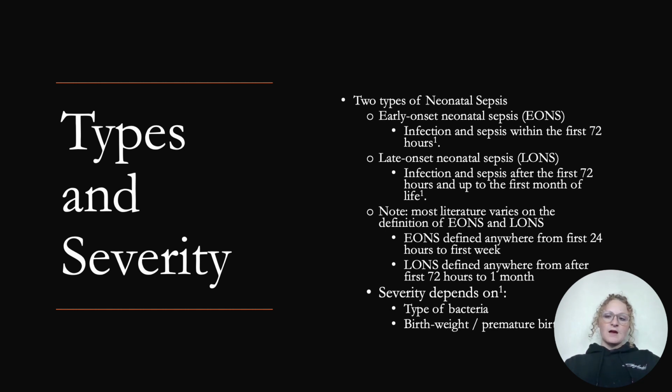Moving into birth weight, low birth weight is considered anything less than 2,500 grams. Very low birth weight is considered anything less than 1,500 grams, and extremely low birth weight is considered anything less than or equal to 1,000 grams. As you move down in weight, the severity of the infection often increases.